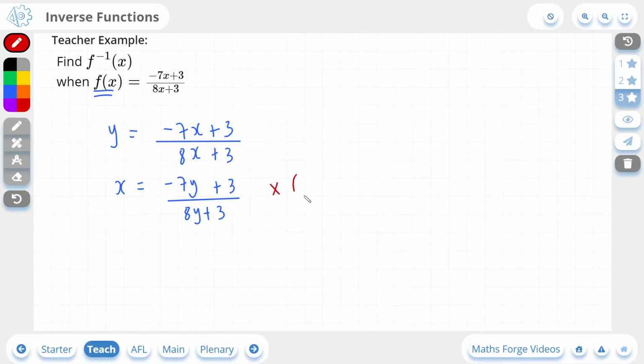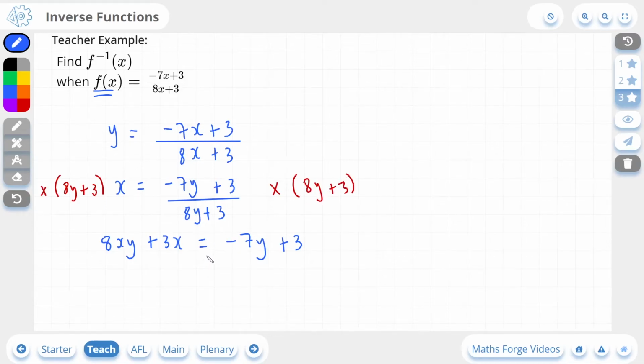So the first step is to multiply 8y plus 3 to both sides. This is now going to give us 8xy plus 3x on the left. Of course, the x distributes into both of the terms. And this is going to equal minus 7y plus 3. The denominator 8y plus 3 gets cancelled out by the times 8y plus 3.